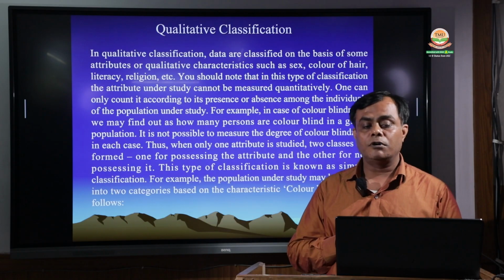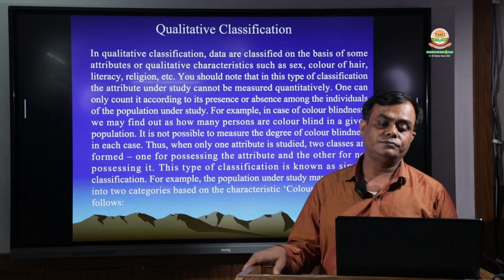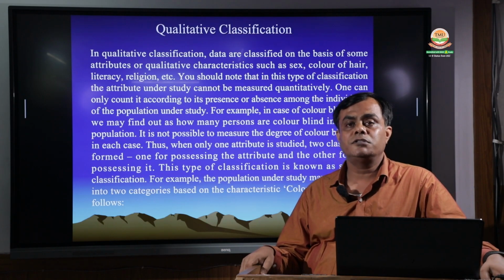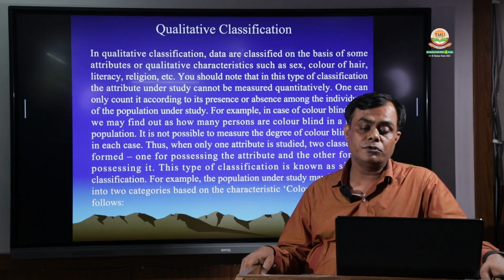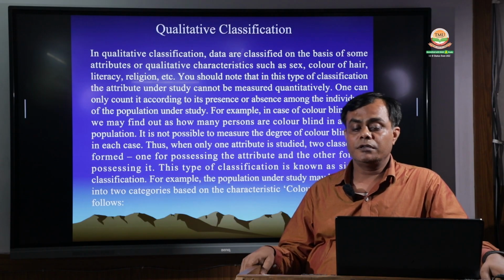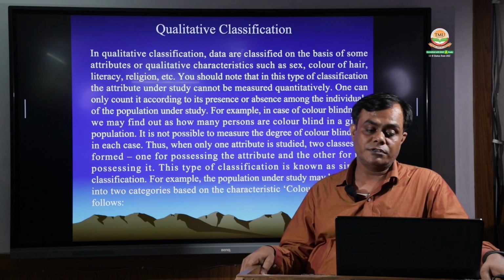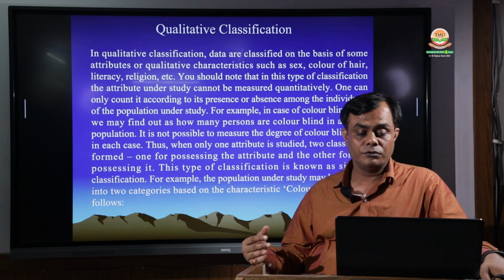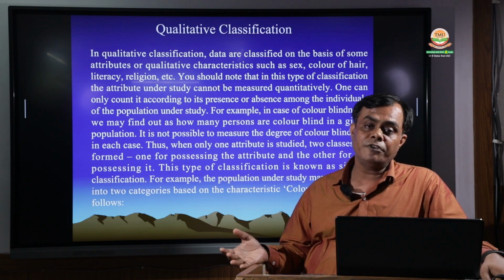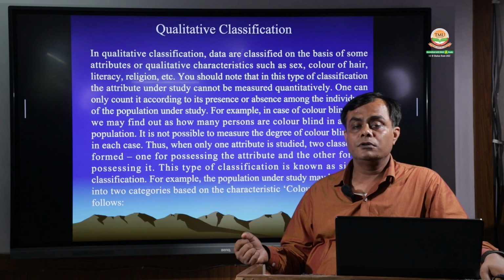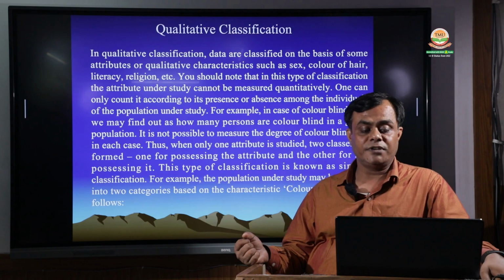Next is the qualitative classification. In qualitative classification, data are classified on the basis of some attribute or qualitative characteristics such as gender, sex, color of the hair, literacy, religion, etc. So when we classify the data on the basis of quality, attributes or behavior, that type of classification is called qualitative classification.